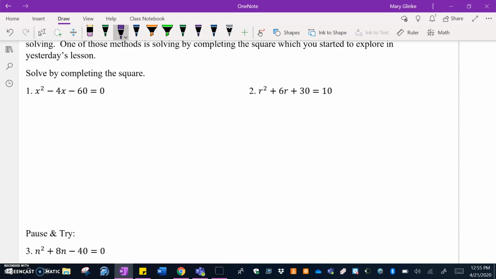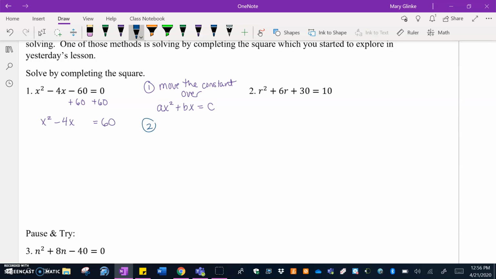So looking at number 1 here, we're going to solve this by completing the square. The first step when solving by completing the square is to move the constant over. So your quadratic needs to be in the form ax squared plus bx equals c. Now this is different than factoring. Factoring, we tried to get it equal to 0, but for this one we want to try and get it equal to c. So we move the constant over to the other side. So let's take a look at what that looks like in this example. We are going to move that 60 over to the other side. We're going to get x squared minus 4x equals 60.